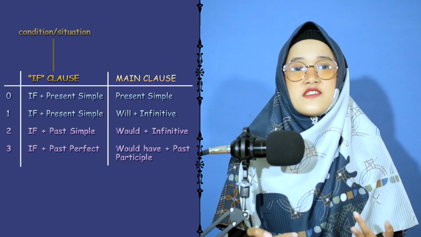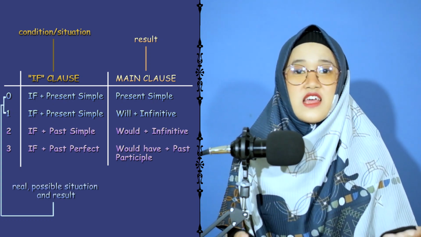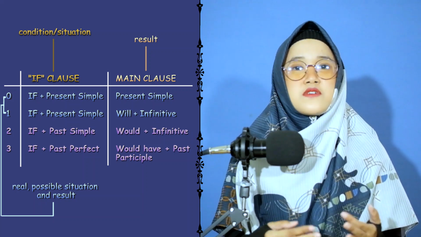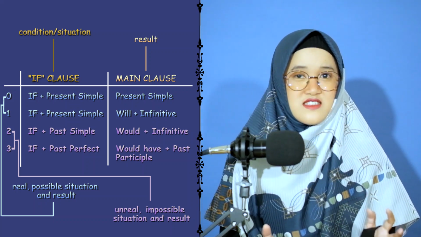So in this lesson, we are going to talk about 4 conditionals: 0, first, second, and third conditional. Each conditional sentence has an if clause and the main clause. The 0 and the first conditional express a real, possible situation and result. The second and third conditional express unreal, impossible situations and results.